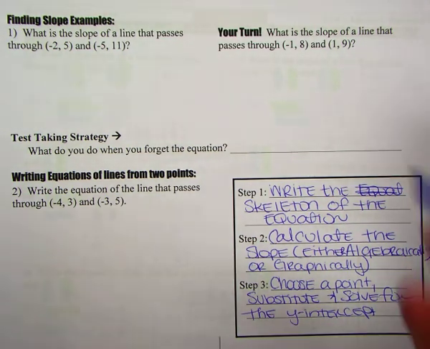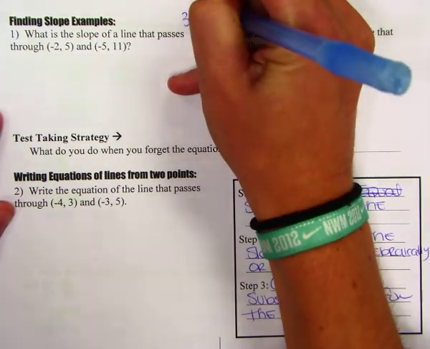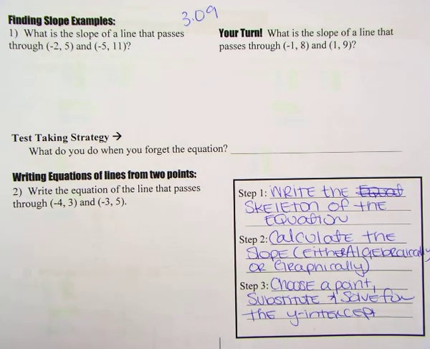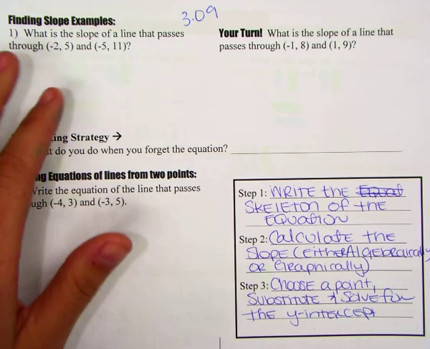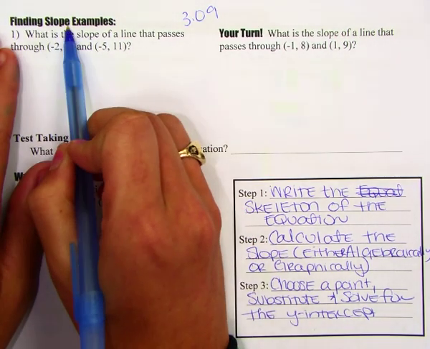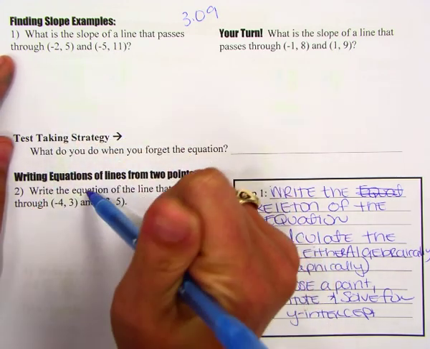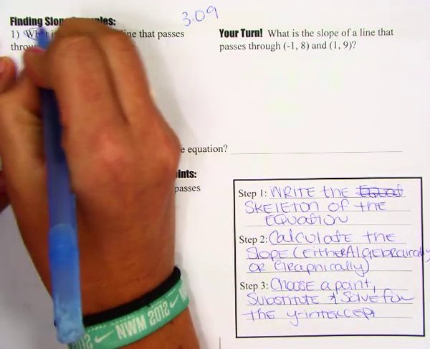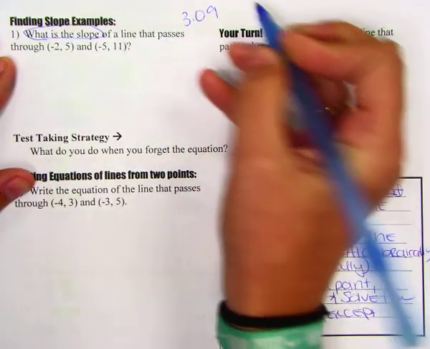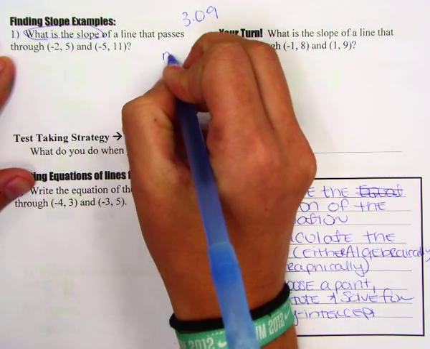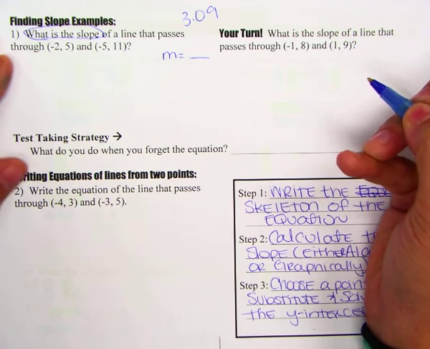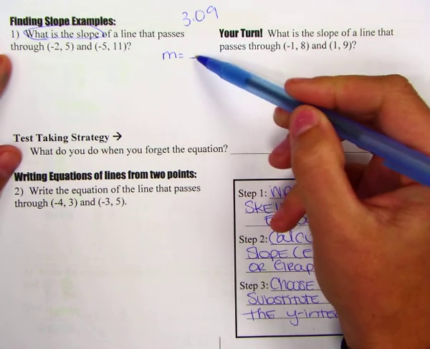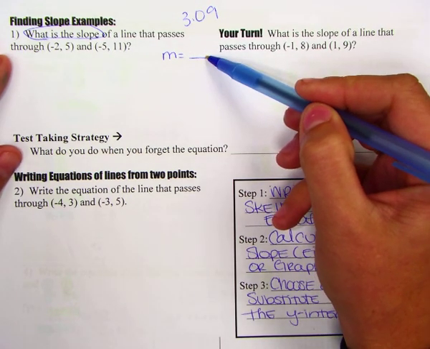Okay, this is lesson 3.9, which is determining the equation of a line from 2 points. But before we do that, let's first work on finding slope, okay? And then we'll go into writing the equations. So this says, what is the slope? As soon as I see that, I'm going to annotate it. And I know that I'm solving for slope, so I'm going to write m equals blank. That way, when I'm done, as long as I fill in this blank, I'm good.